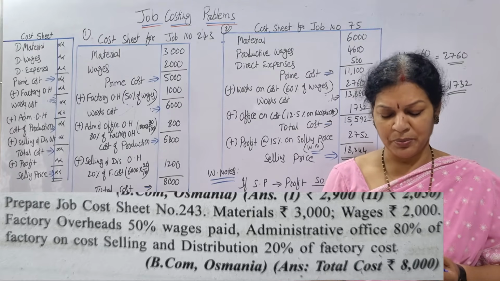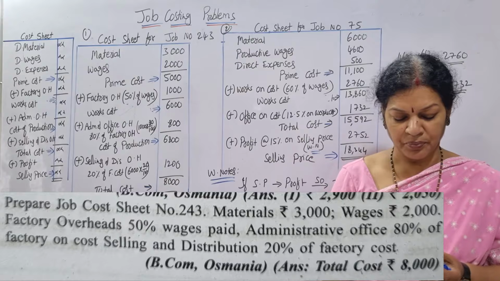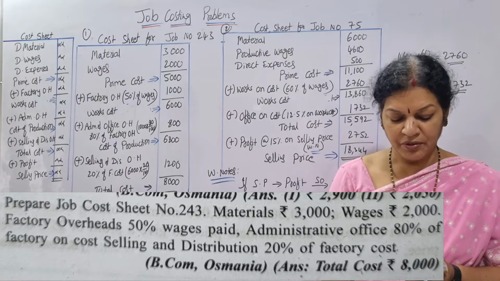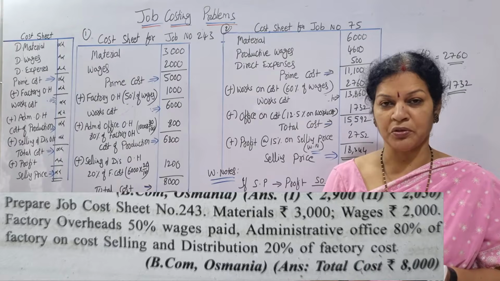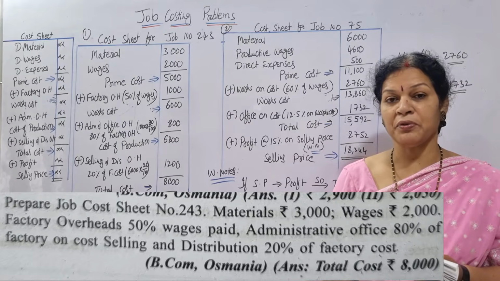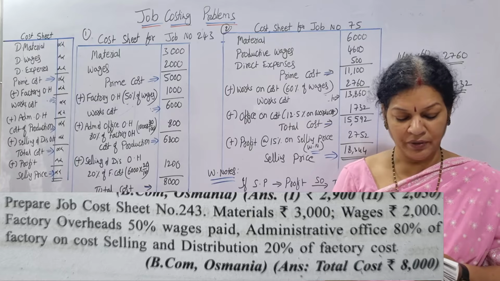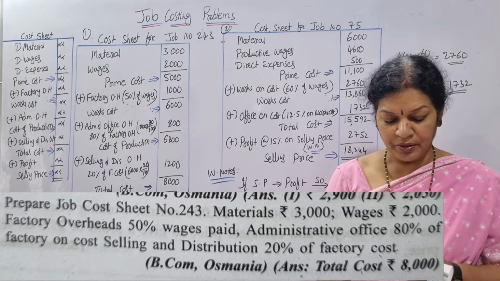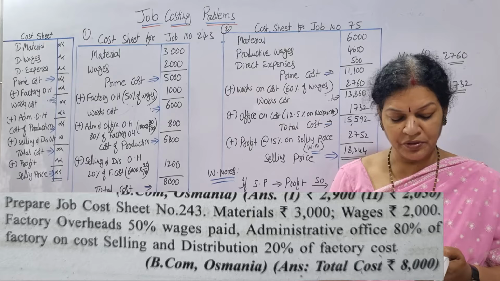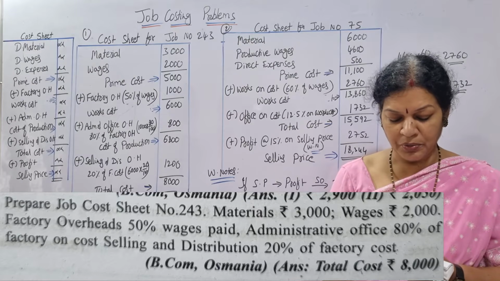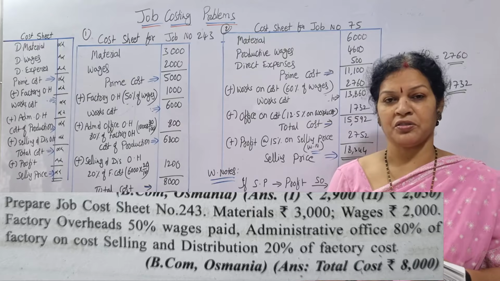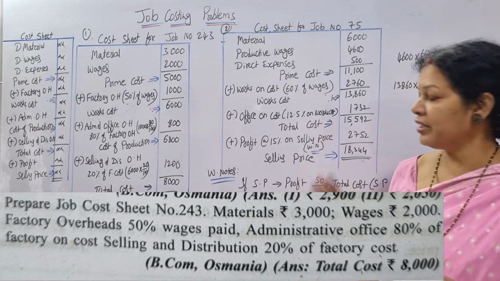What is given to us? Material 3000, wages 2000. Factory overheads, 50% of the wages paid. Means 50% of the wages, which are 2000, so 1000 will be the factory overheads. Administrative and office overheads, 80% of factory overheads. Selling and distribution, 20% of the works cost. Simple problem. I have already done it.